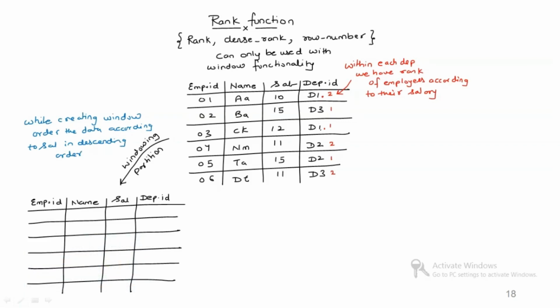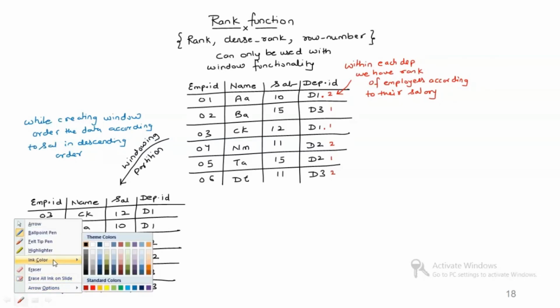When I'm talking about department number 1, I'll keep 03 CK 12 D1 first, and then I will have 01 AA 10 D1. Then for department 2, I'll first pick 05 TA 15 D2 followed by 04 NM 11 D2. Finally, I'll have 02 BA 15 D3 followed by 06 DT 11 D3.